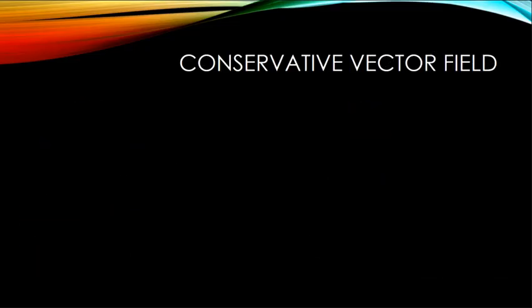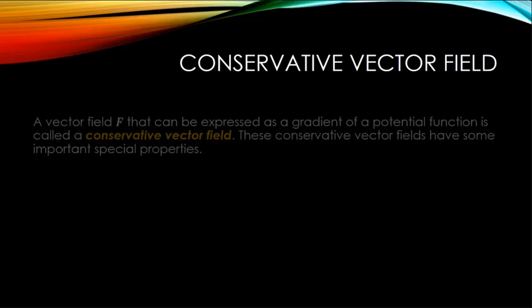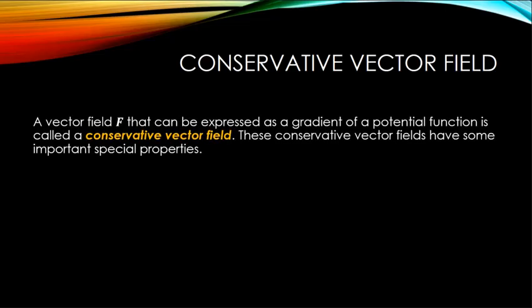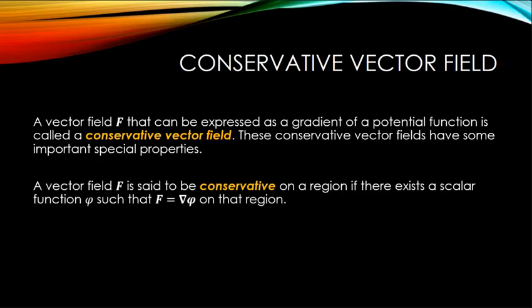So now I want to talk about conservative vector fields. A vector field F that can be expressed as a gradient of a potential function is called a conservative vector field. These conservative vector fields have some important special properties. A vector field F is said to be conservative on a region if there exists a scalar function phi such that F is equal to del phi on that region.